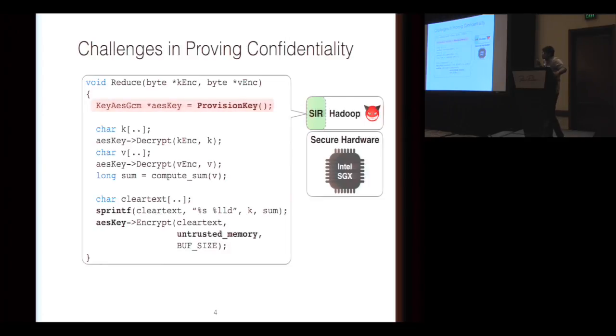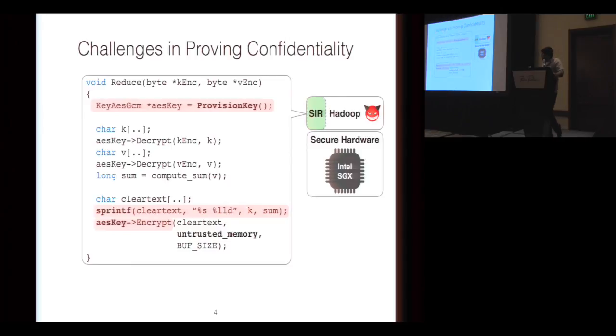So first, the developer needs to make sure that the key is provisioned securely. Next, there's a call to sprintf to serialize the result. And sprintf is notoriously known for causing memory safety issues. For example, if the programmer has made a mistake, an adversary could perform buffer overflow exploits, overwrite the return address, for example, on the stack, and cause a whole sort of control flow exploits. And it's very hard to give guarantees from there on.